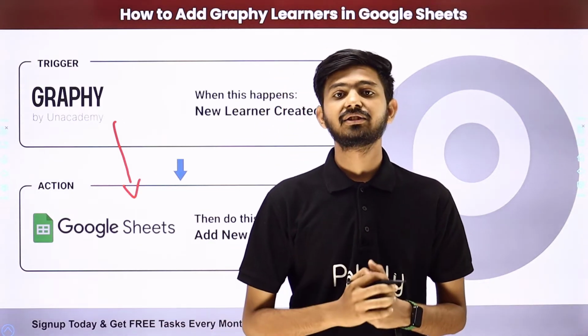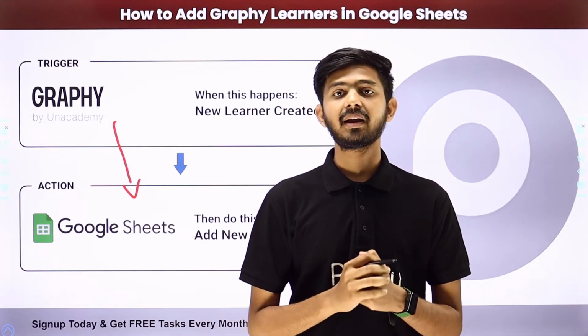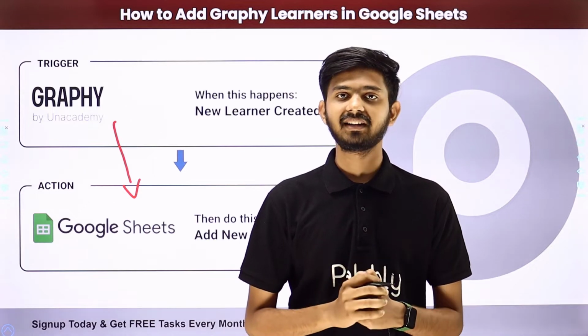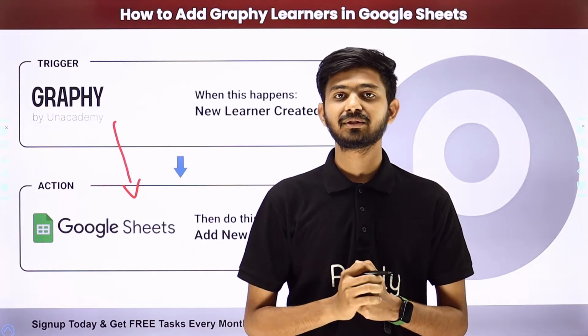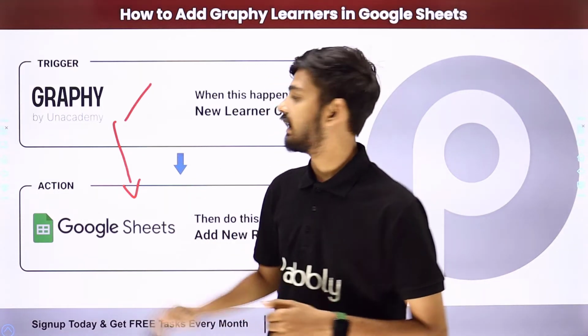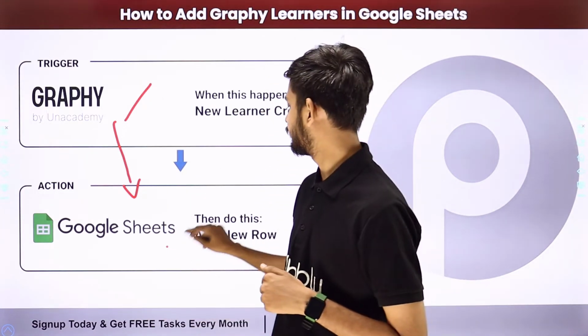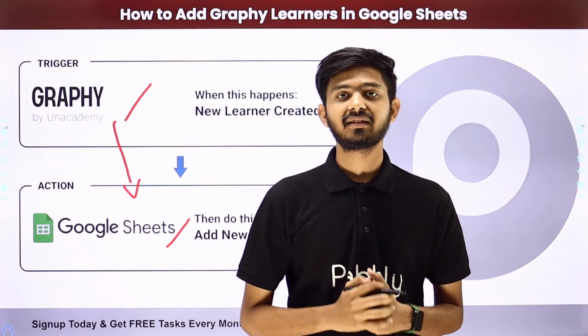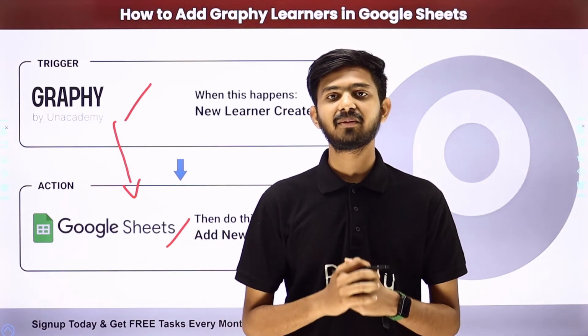For creating this integration, we are going to use Pabbly Connect, which is an amazing software for automation and integration. In Pabbly Connect, we are going to use trigger and action. In the trigger application, we will be using Graphy. In the action application, we will be using Google Sheets. So how am I going to create this integration? For that, let me take you to my computer screen.